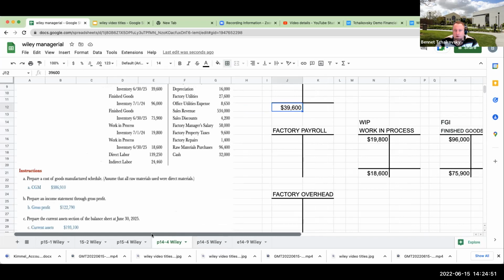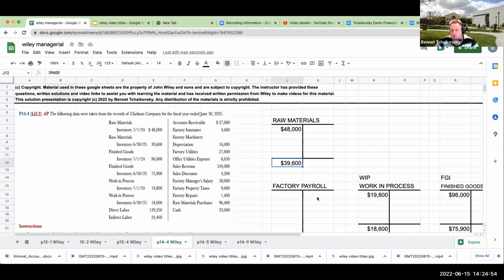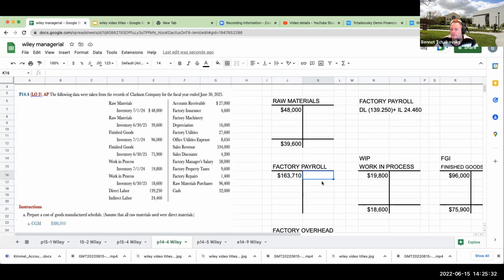We also see over here in terms of factory payroll, let's go through and look at this. Factory payroll is made up of two different items: both direct labor and indirect labor. So over here is my factory payroll. It's going to be our direct labor, which is 139,250, plus our indirect labor of 24,460. So this is going to be 139,250 plus 24,460.